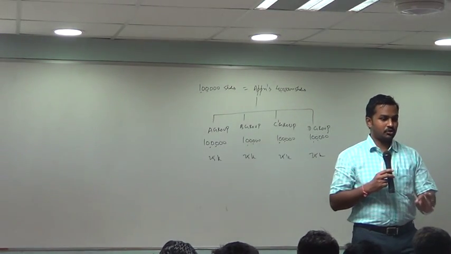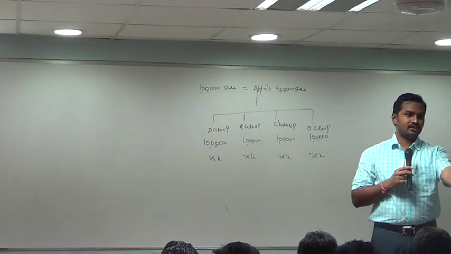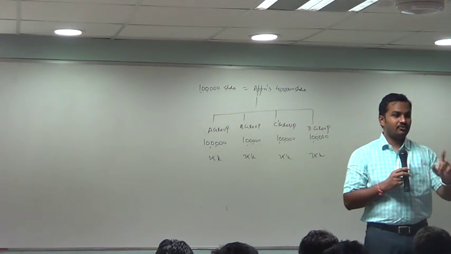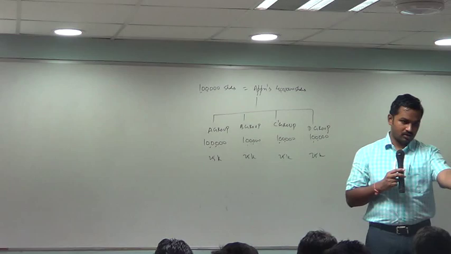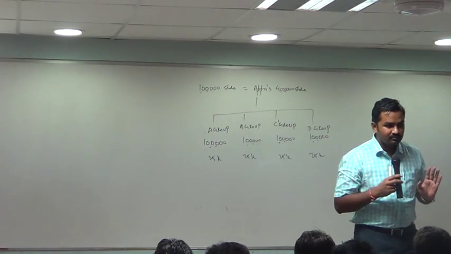So one option is I should give that money back to him. If I give application money on 75 shares back to Arun, in future whenever I make calls, allotment money, first call money, final call money, Arun has to pay.